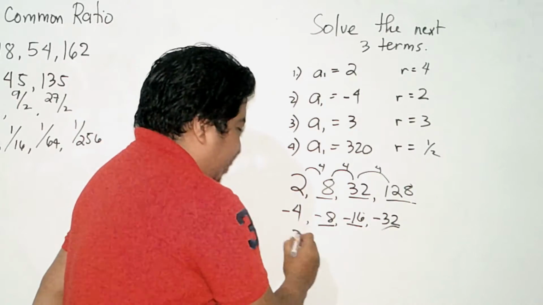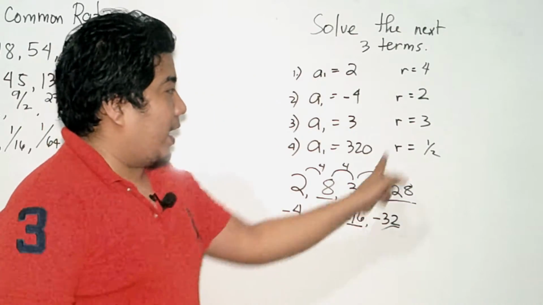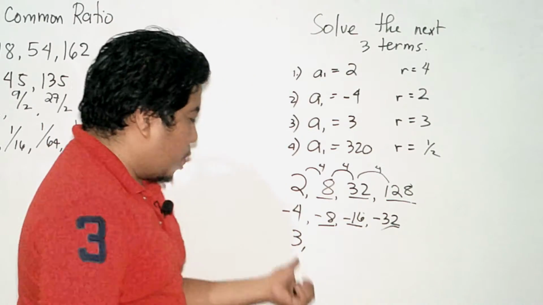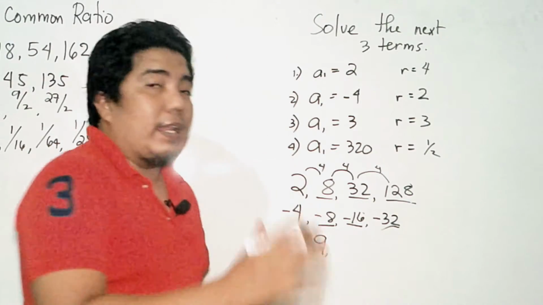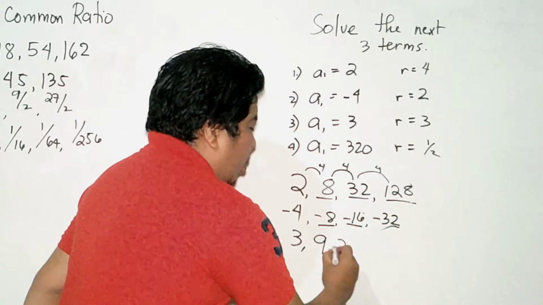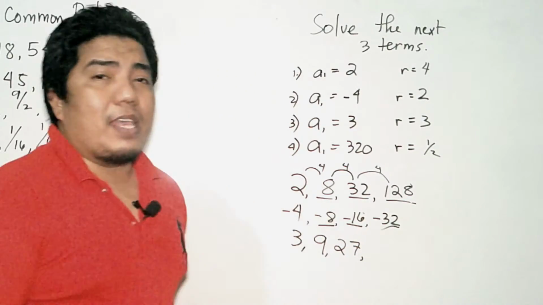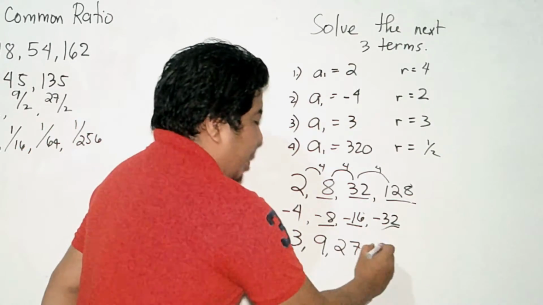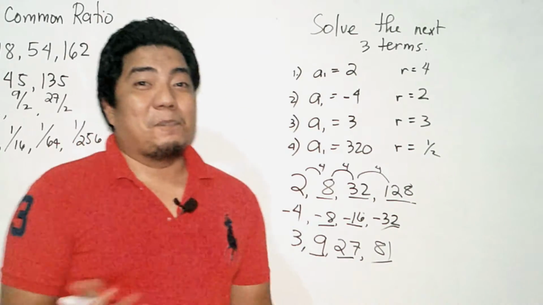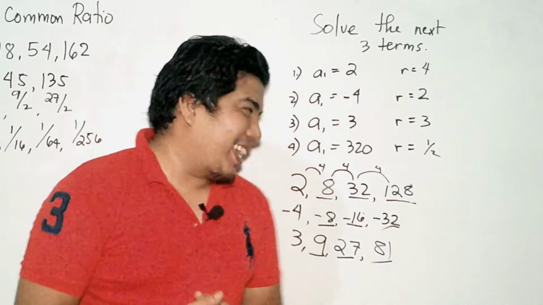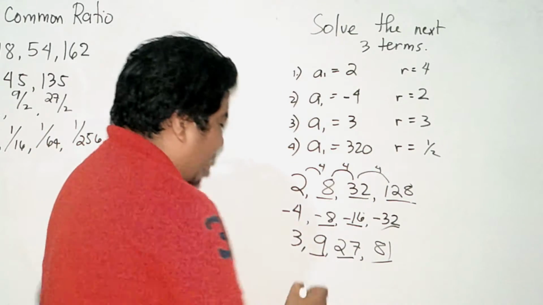We have here positive 3 and our common ratio is 3. So, 3 times 3, that is 9. 9 times 3, that is 27. 27 times 3, that is 81. So you have the next 3 terms. Easy, right? Okay. Next we have 320.